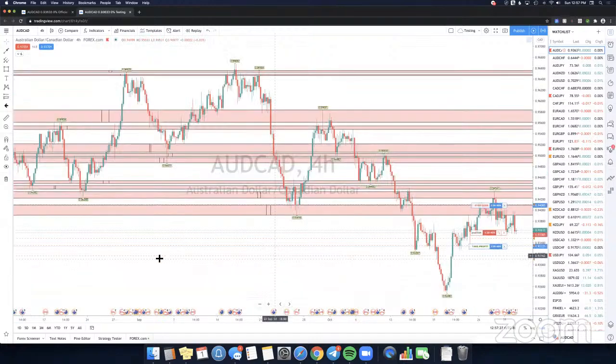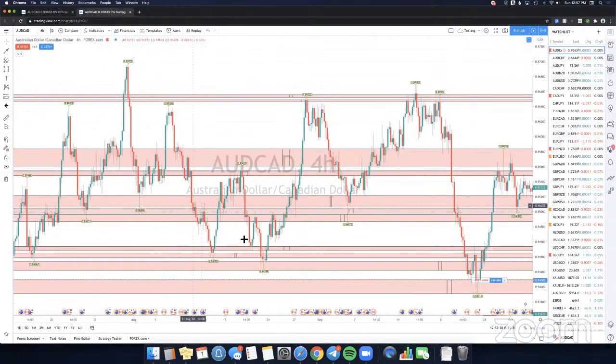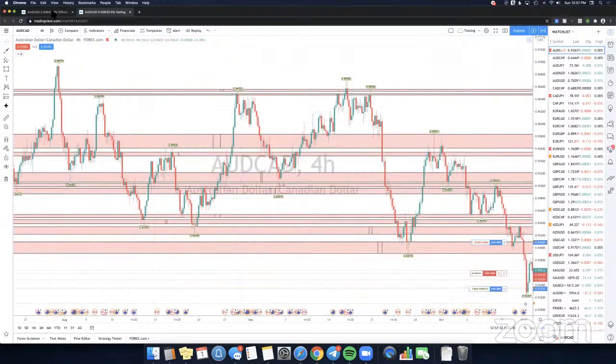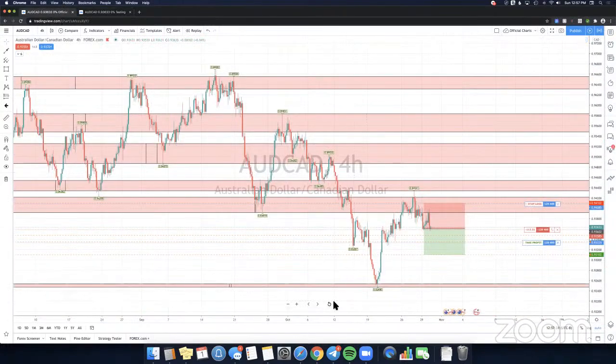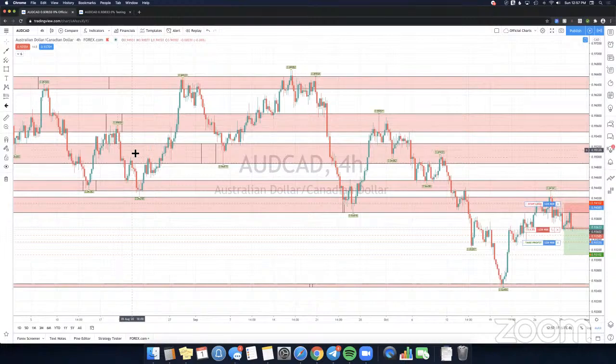I just personally like it to be a lot cleaner. So like right here, obviously you still see the rejection points, but if you look at my chart right here, it's a lot cleaner, because you can just avoid these big areas right here.